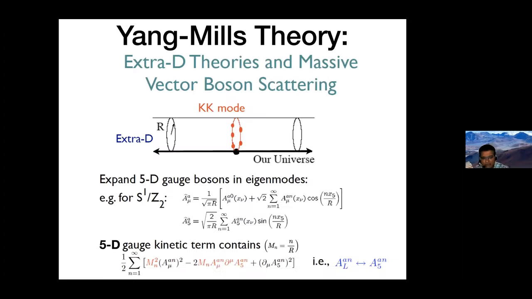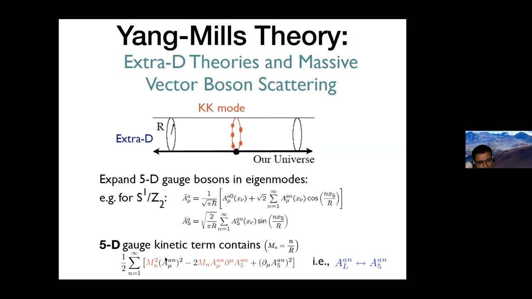So if you have a Yang-Mills theory that you compactify, say a five-dimensional Yang-Mills theory, you compactify down to four with some compact dimension. I've written it as a toroidal model, maybe with an orbifold projection. Then you expand the five-dimensional gauge bosons into eigenmodes of the toroidal space. The four spatial components and the fifth component of the gauge field have different parity under the orbifold reflection, so the fifth component is basically a sine Fourier expansion instead of a cosine one.